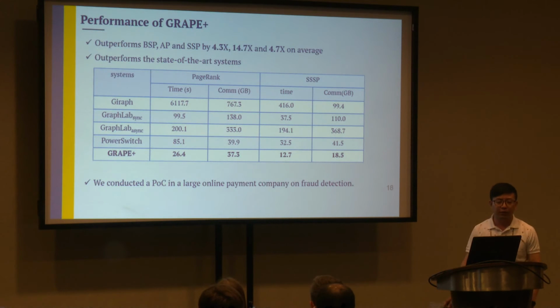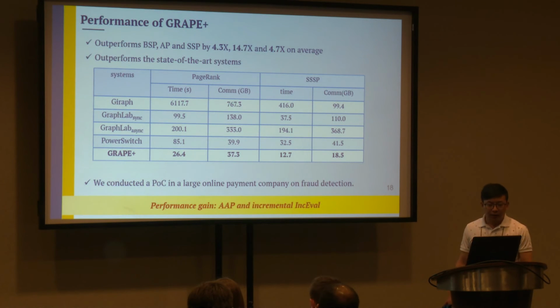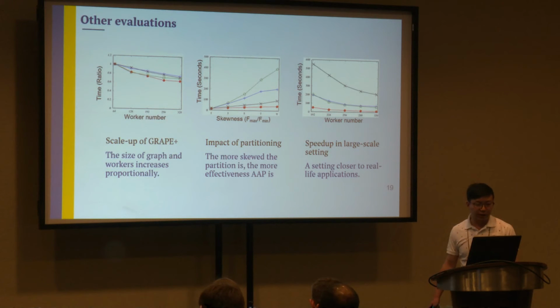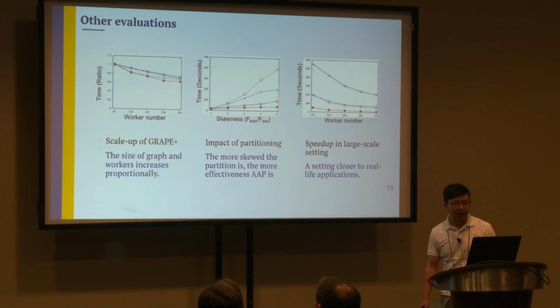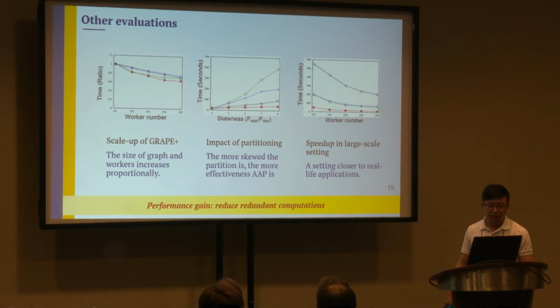Next, let's see the performance of Grape Plus. It outperforms BSP, AP, and SSP, and it outperforms the state-of-the-art systems. The table shows PageRank and SSSP compared with Giraph, GraphLab, and PowerSwitch. We also conducted a proof of concept in an online payment company on fraud detection. These are some additional evaluations on scale-up of Grape Plus, the impact of partitioning, and the speedup in larger-scale settings. Grape Plus has this performance gain because it reduces redundant computations.